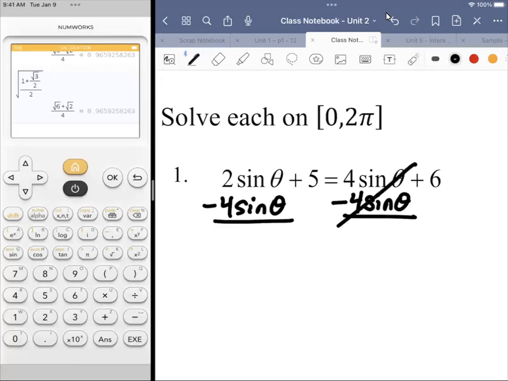Cancels on the right. On the left, we're only subtracting the coefficients. So -2 sine theta plus 5 is equal to 6. You could also have subtracted 2 sine theta from both sides, bring the variable over to the right.